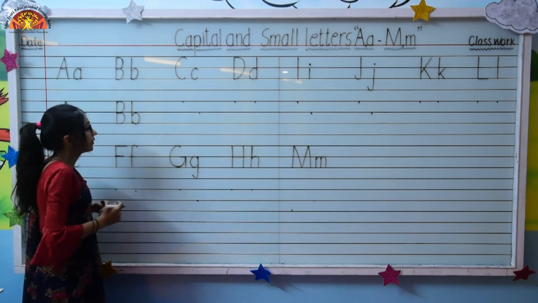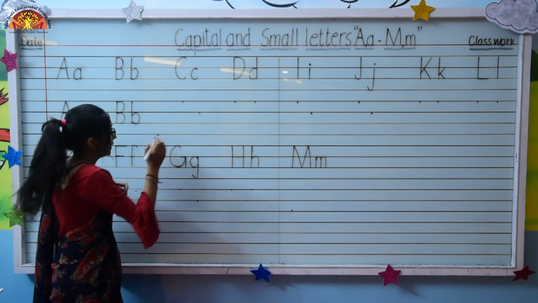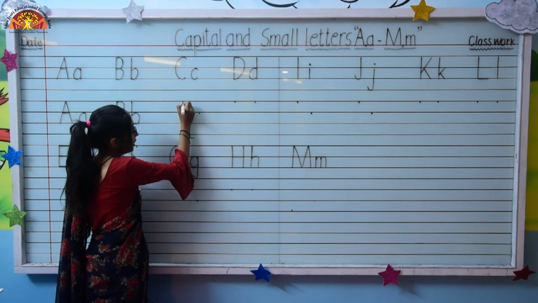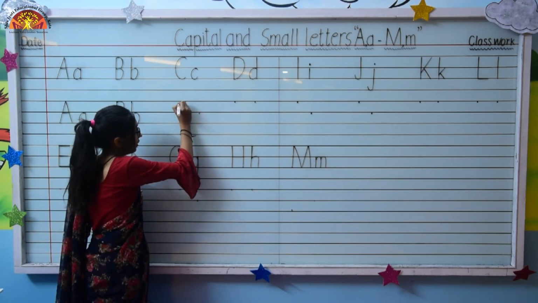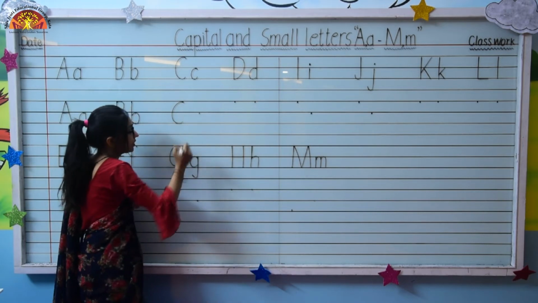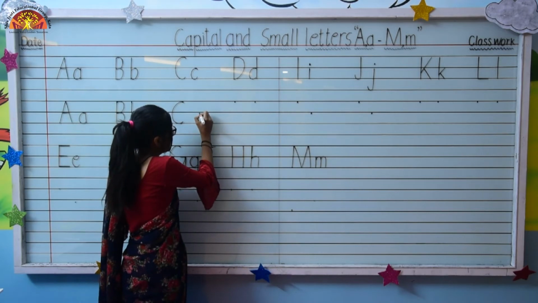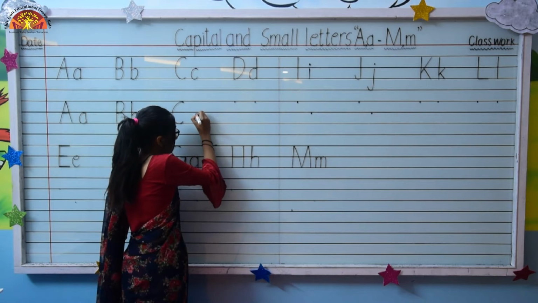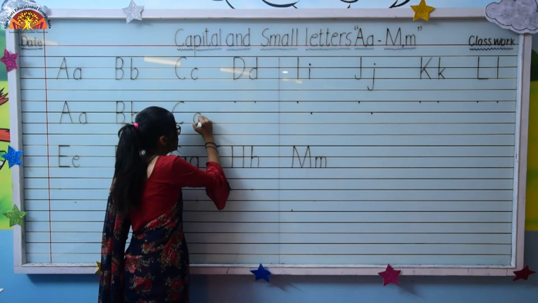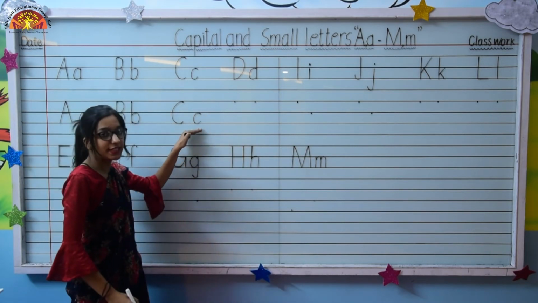Okay. Now let's make capital letter C. So kids, what you have to do? You have to make a long curve, like this. Now let's make small letter C. So kids, make one small curve for it. Like this. This is capital letter C. This is small letter C.